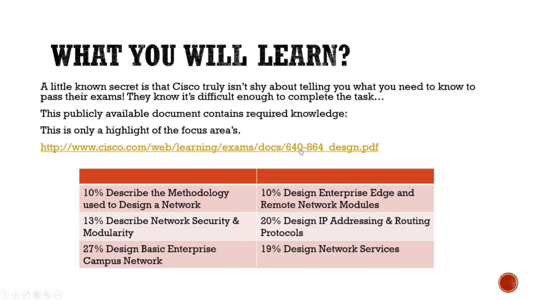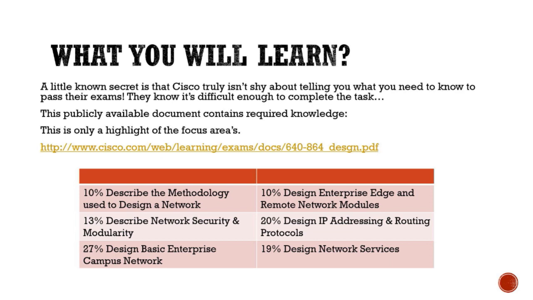But what they do is they give you a percentage of areas to focus on, basically, and say, if you're looking at this area, we're going to cover 10%, describe the methodology used to design a network. 13%, describe network security and modularity. 27%, design basic enterprise campus network. So that gives us some feel for where they put their focus in the particular exam.